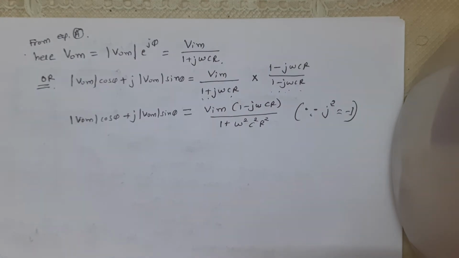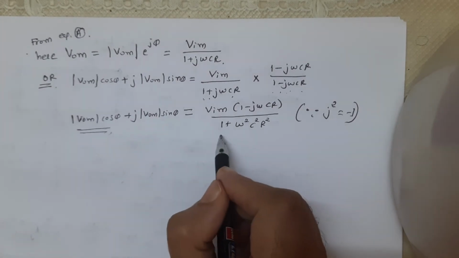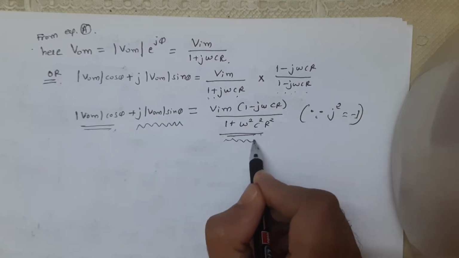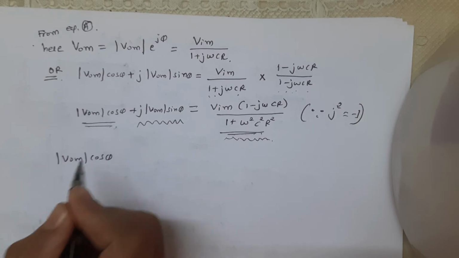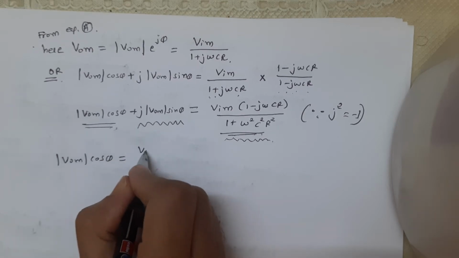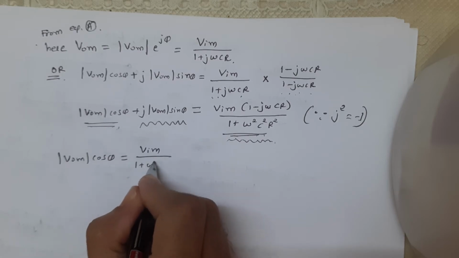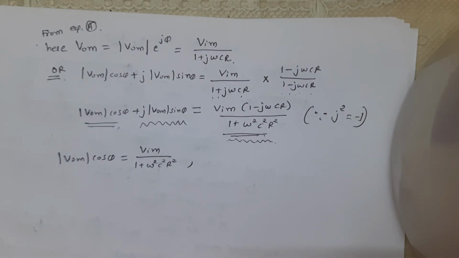Now we compare the real part and imaginary part here. This is your real part, compare with the real part of here, and this is your imaginary part, compare with the imaginary part of here. We get modulus of Vom cos theta is equal to Vim upon 1 plus omega squared C squared R squared.